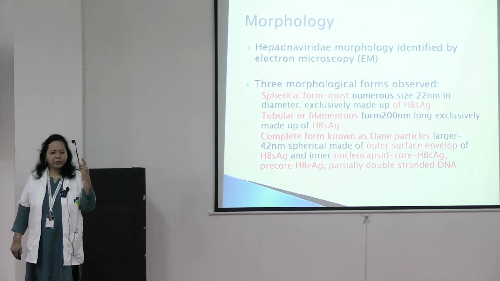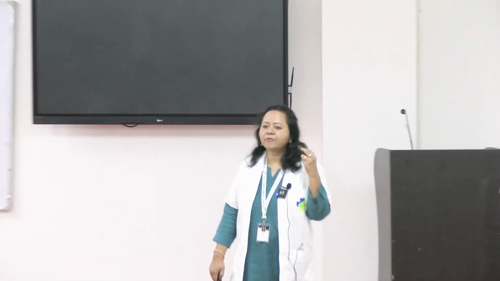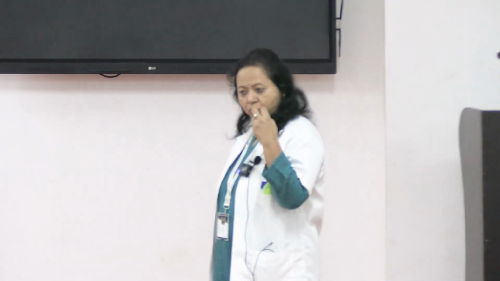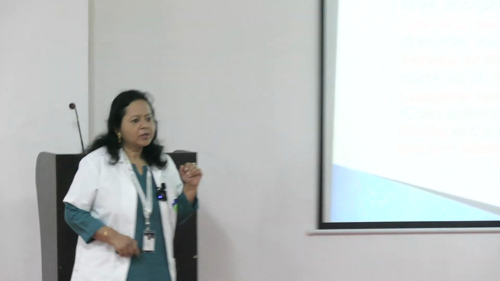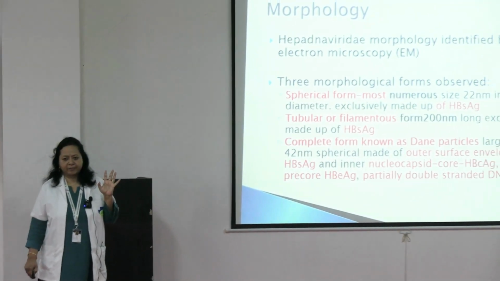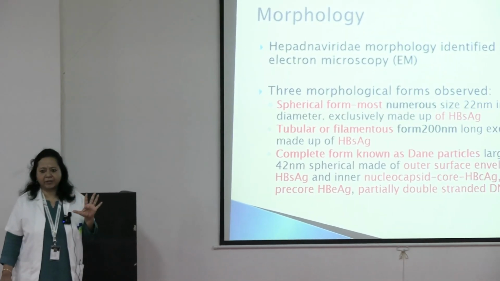One is HBsAg, one is HBcAg for core and HBeAg for pre-core. Is it clear? Okay, we have three. In this we have three. And then we have partially double-stranded DNA also, the structure. So it is a DNA virus. Okay, we are dealing with one virus which is a DNA virus here.